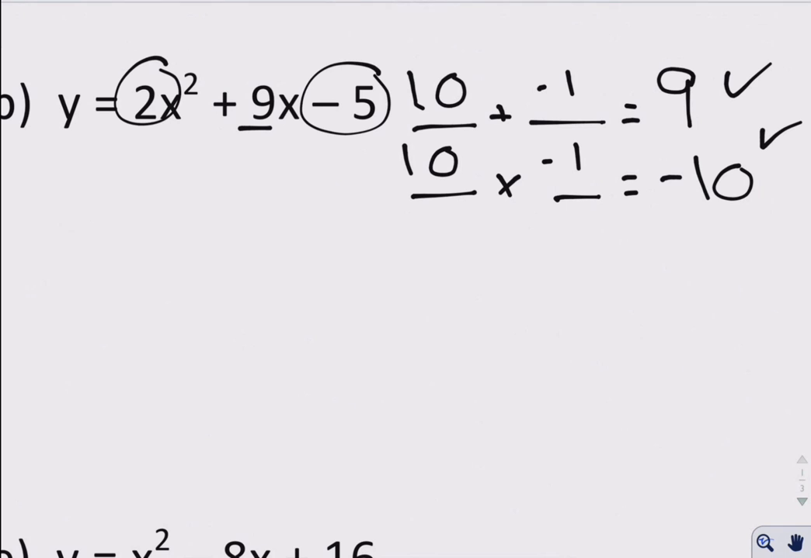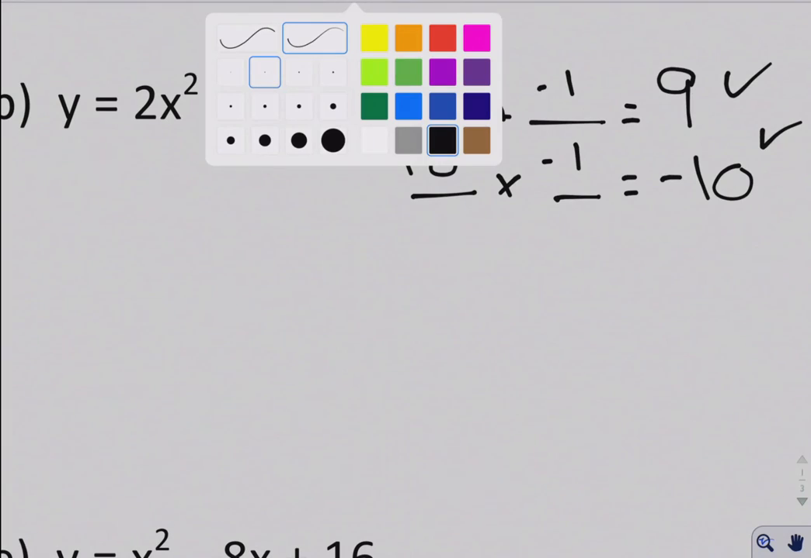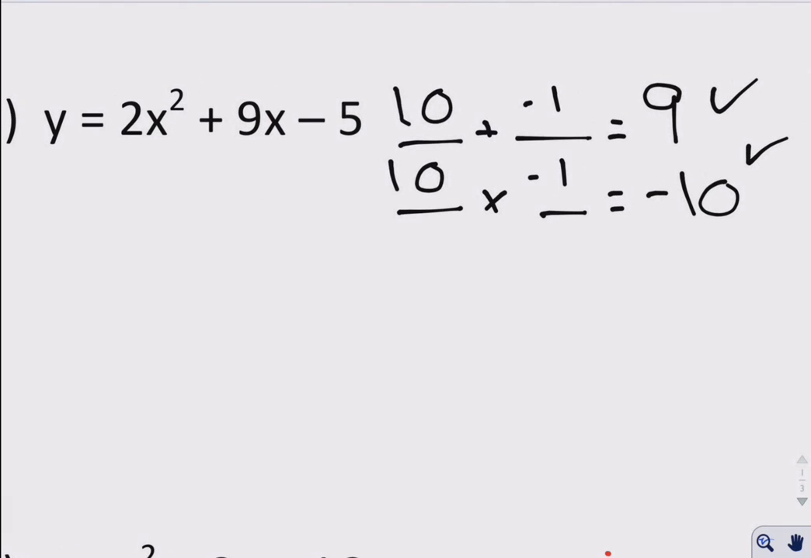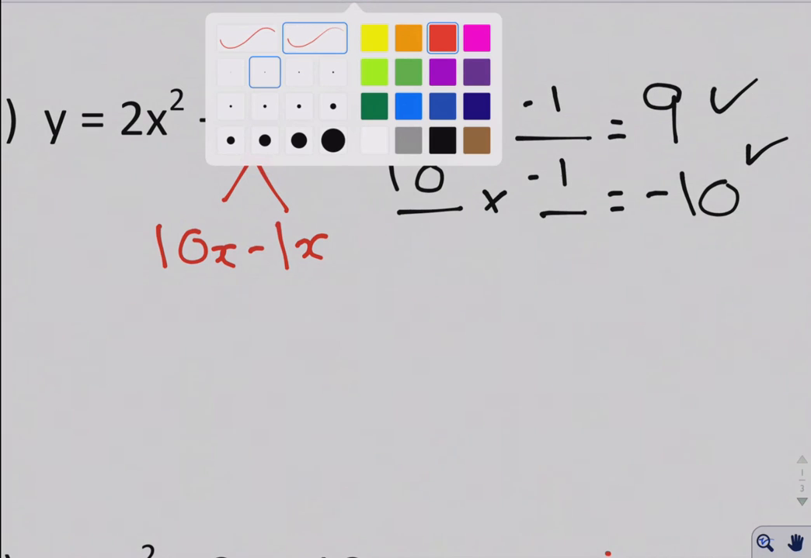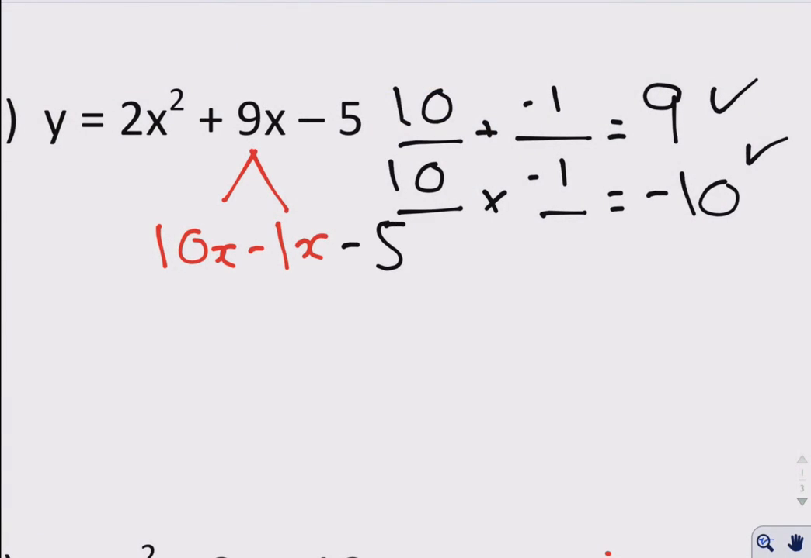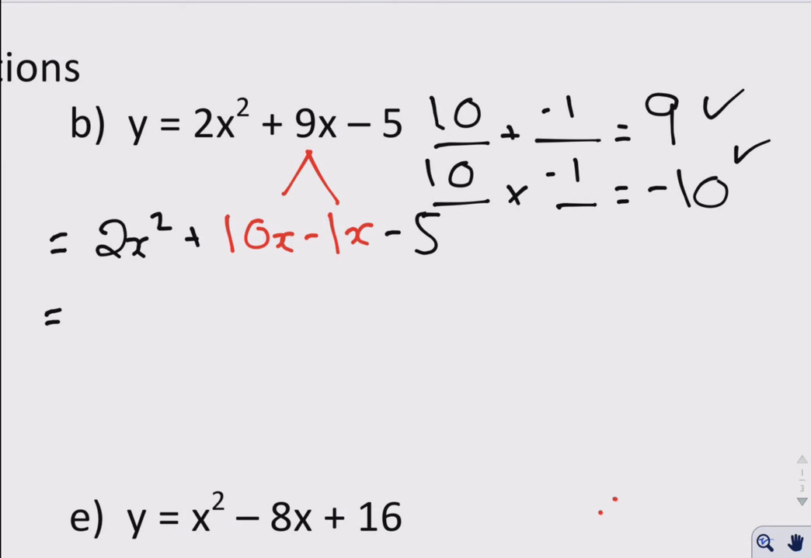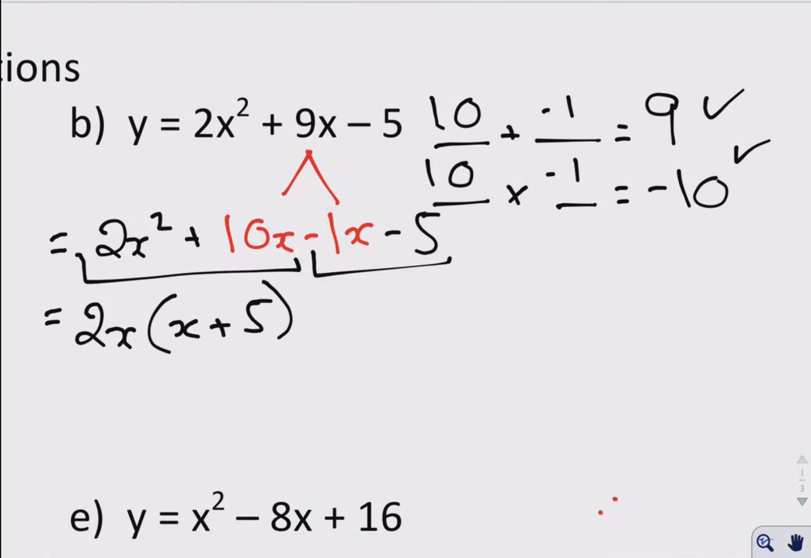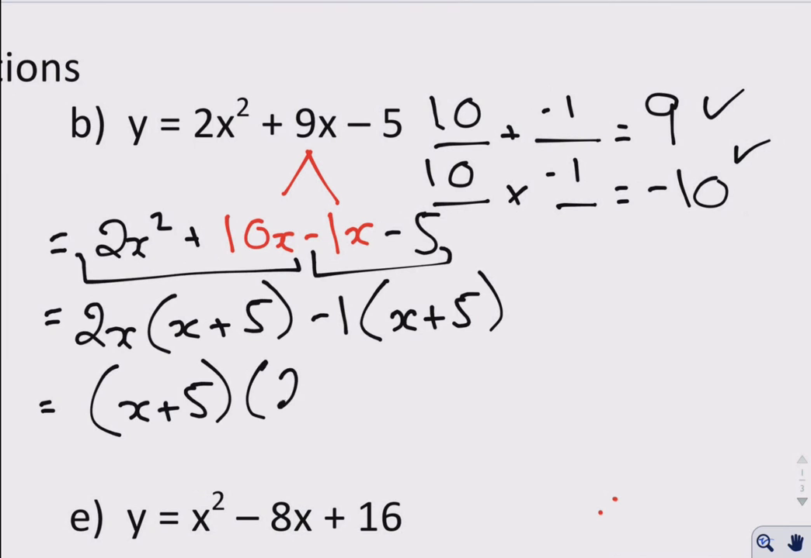So I can now decompose my expression here. What do I get? Well, the 9x breaks down into 10x minus 1x, or just x. And the other two terms on the ends remain the same. So I have the -5 there, and I have the positive 2x squared in front. I should probably have that all equal. So my first pair, I have a common factor of 2x. Divide that out, and I'm left with just x plus 5. For my second pair, I divide out a -1, and I'm left with x plus 5 again. Group them together, I get x plus 5 and 2x minus 1.